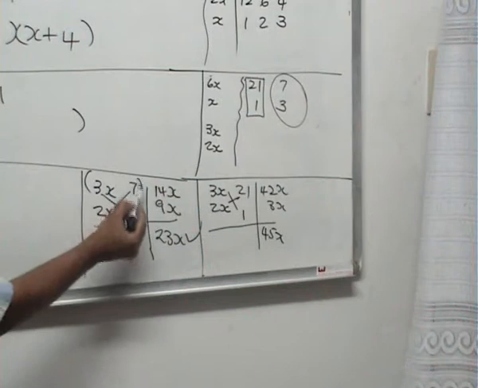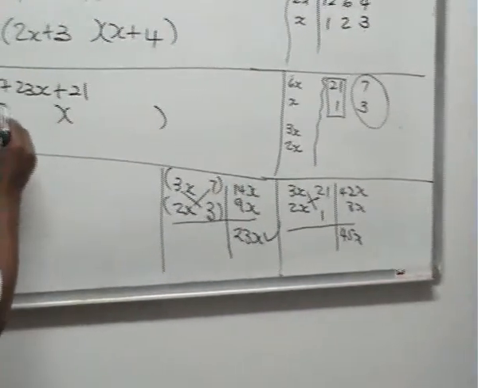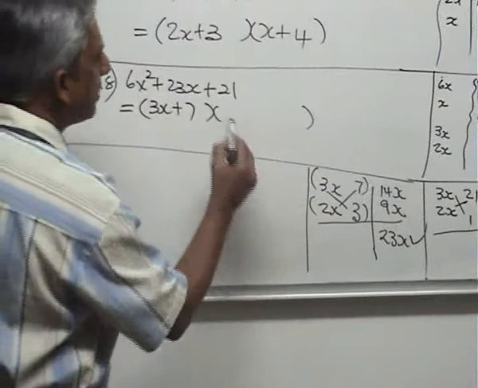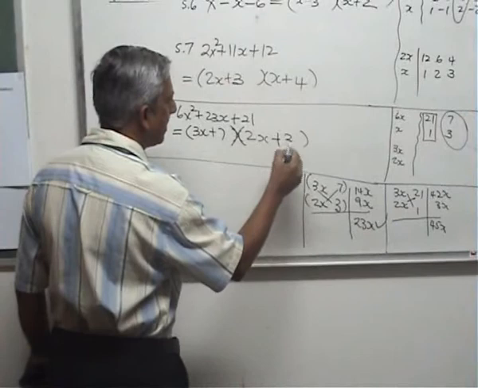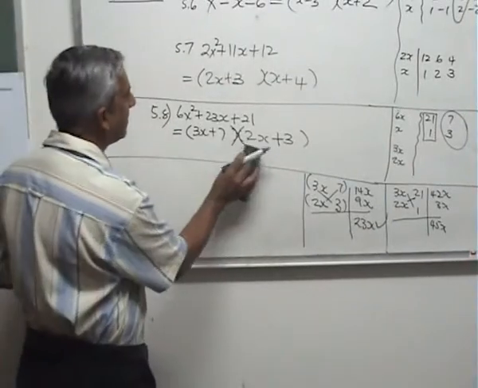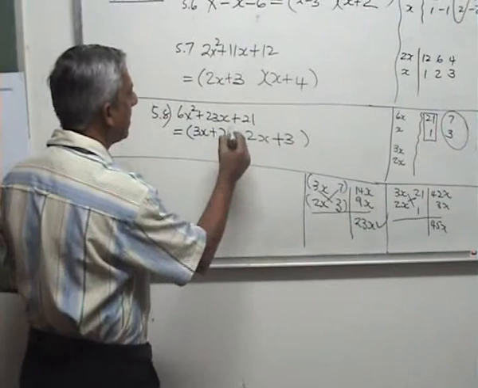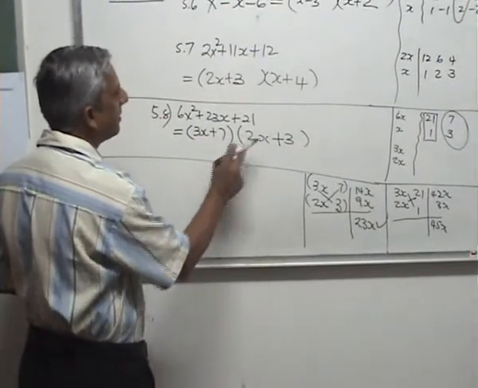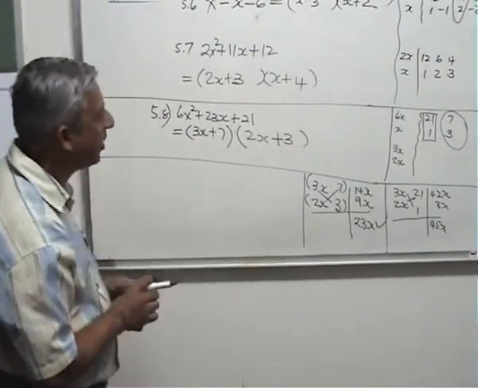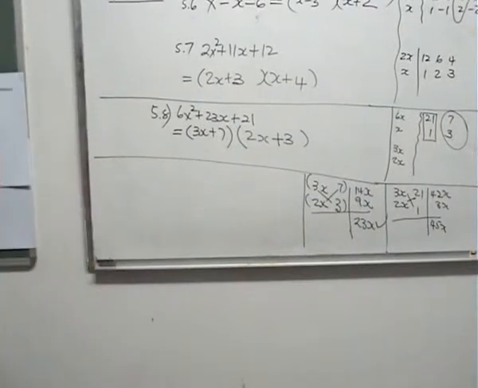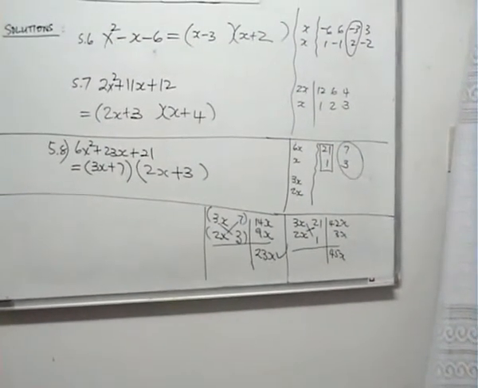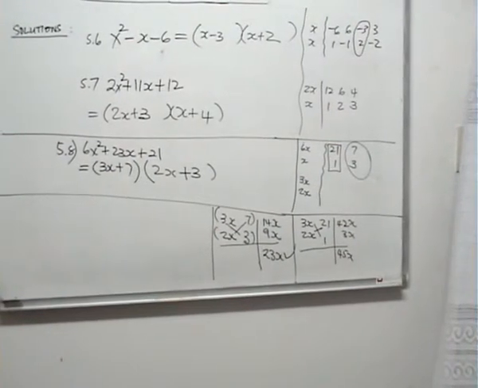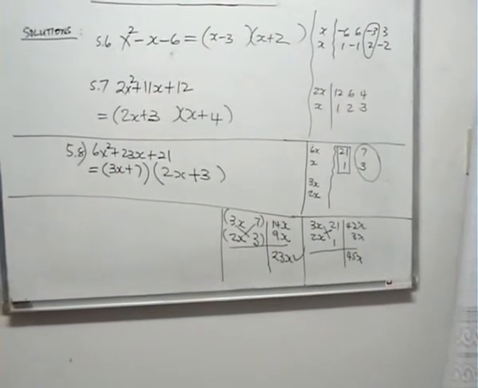The top two goes in one bracket, bottom two in one bracket. 3x plus 7 into 2x plus 3. Now be careful, my writing is a bit untidy here. These are the brackets now, this is not x's. Right, that's better. Right, so that's how we get 5.8. And then we've got the one last one, 5.9. Right, so I'm just going to let the DVD roll a little bit so that you can see the working over there. And then I will do 5.9 for you.